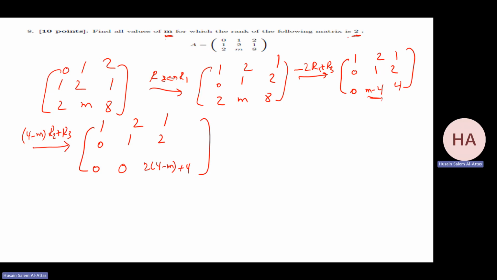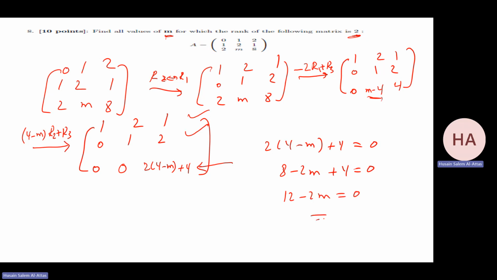For the rank to be 2, I already have 2 non-zero rows. So this one should be 0. So I have only 2 non-zero rows. So it means 8 minus 2M plus 4 equals 0. So I have 12 minus 2M equals 0. So M equal 12 over 2, which is 6. Okay, that will be my answer. M is equal to 6. Be careful about the calculation.